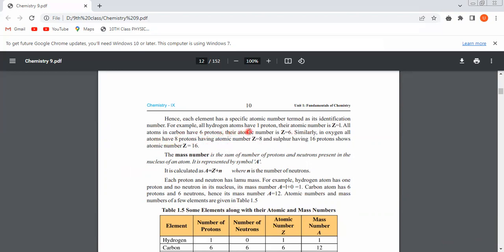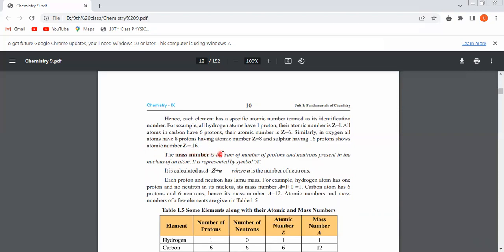For example, all hydrogen atoms have one proton, so their atomic number Z is equal to 1. All carbon atoms have 6 protons, so their atomic number Z is equal to 6. Similarly, in oxygen, all atoms have 8 protons, so the atomic number Z is equal to 8, and sulfur, having 16 protons, has atomic number equal to 16.